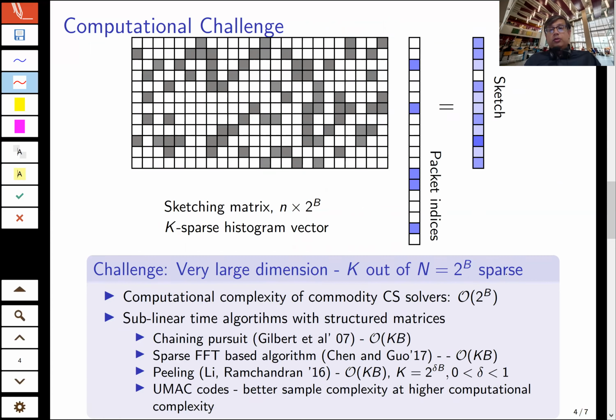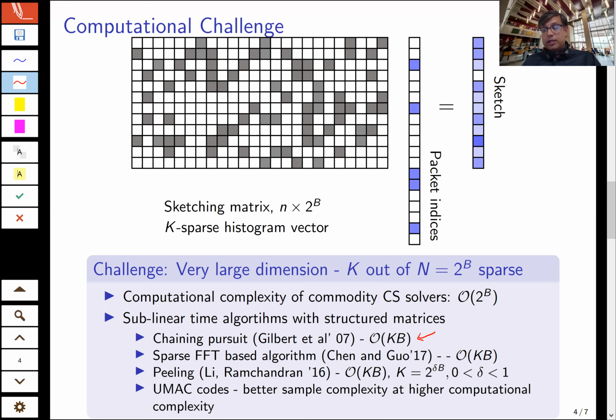It is so large that you usually do not even store the matrix, right? So you want to have a way to actually create the columns of the matrix on the fly, and you don't even want to store the matrix. And this computational challenge has been addressed in the literature. There are many nice ideas, mostly from the theoretical CS community, and there are algorithms like chaining pursuit, for example. It's a very low complexity algorithm. It has complexity which is only order of k times b instead of order of k times 2 to the b, which would be the complexity if you just used commodity compressed sensing solvers.